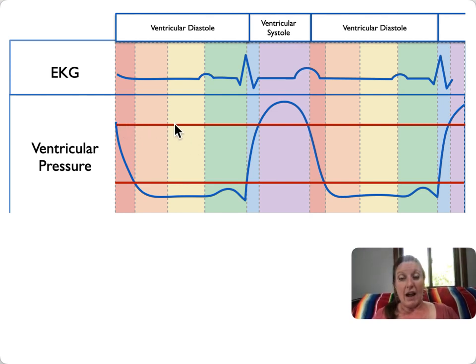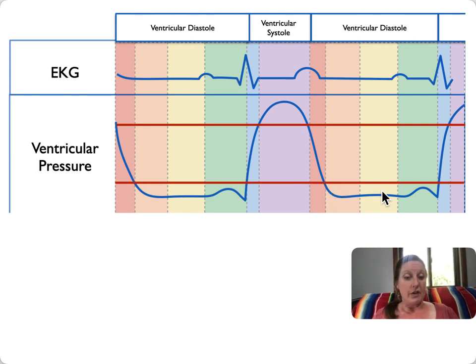Now, in this graph, I've got the pressure in the great arteries, this line right here, the pressure in the atria, this line right here, and the pressure in the ventricles, which is fluctuating way more than the pressure in the other 2 spots. So whenever the pressure in the ventricles is higher than the pressure in the great arteries, blood's going to move from the ventricle to the great arteries, which means we're in ventricular ejection.